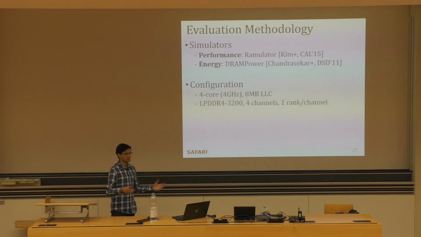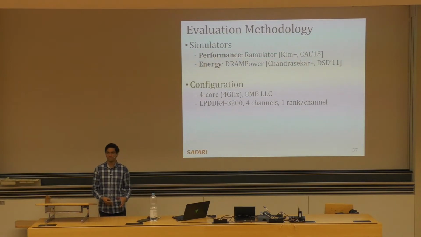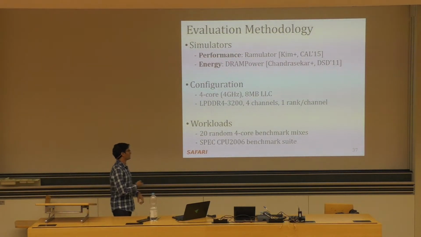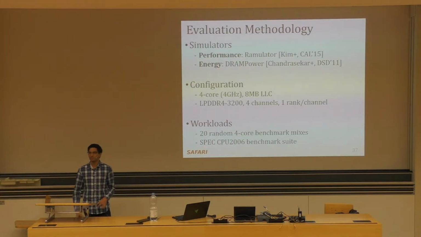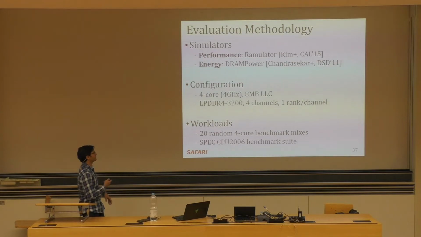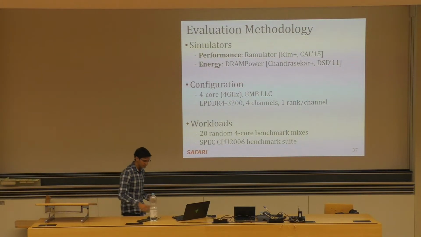Our configuration is a pretty typical 4-core system with 8 megabytes of last level cache, and we have DRAM that essentially mirrors exactly what we studied in an experiment. In terms of workloads, we also use the SPEC 2006 benchmark suite, which is the same one that the memory channel partitioning paper used earlier, and we create 4-core benchmark mixes by drawing random samples from the benchmark suite.